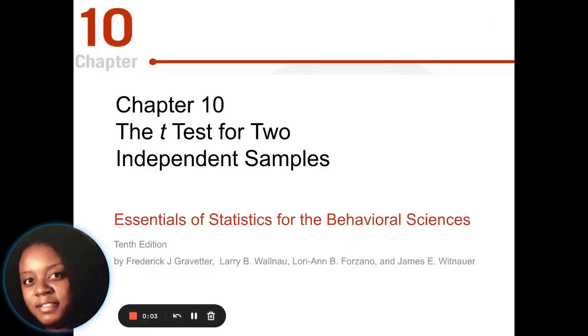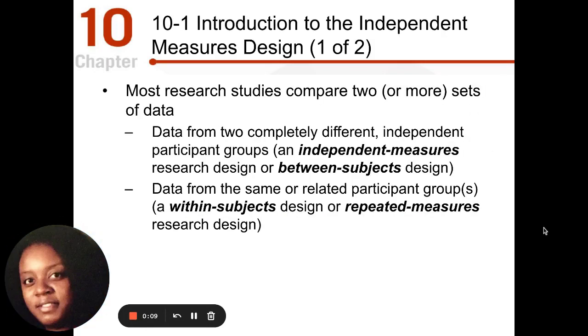All right, so chapter 10 is the t-test for two independent samples. When we think about the independent measures design, we have to realize that most research studies are going to be comparing two or more sets of data, because we've got the data from two completely different independent participation groups. We've got the independent measures research design, or the between subjects design. Data from the same or related subject groups, such as a within subjects design or repeated measures research design, can also be used.